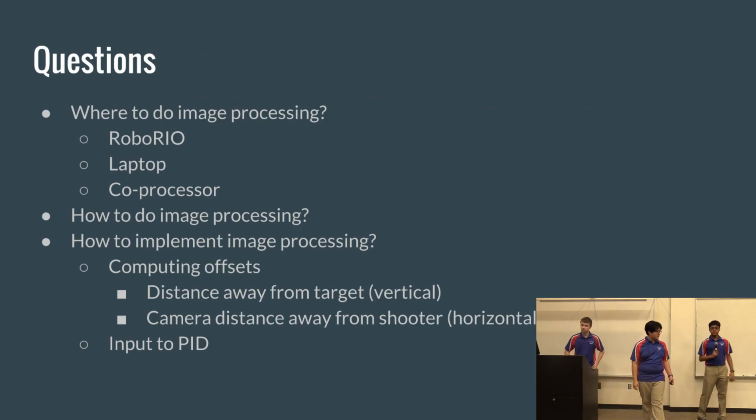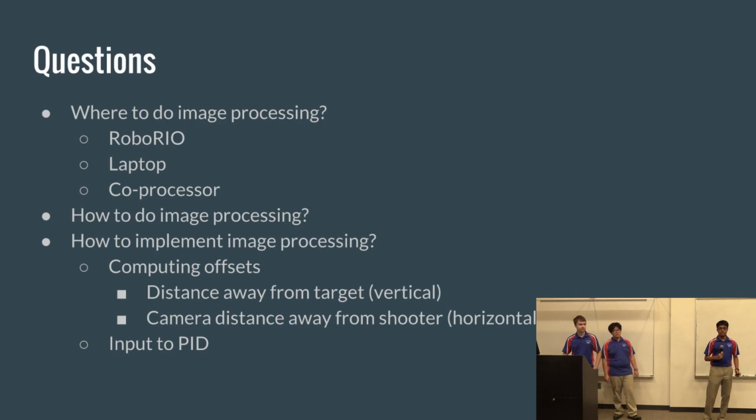So in order to do this vision tracking process, there are a couple of questions we need to answer. One of them is, where do we do the image processing? There are a couple of options we have. One of them is the RoboRio itself, where you run the robot code and the vision tracking code simultaneously. Another place you could run it is the driver station laptop, and a third place is a coprocessor, such as a Raspberry Pi or an NVIDIA Tegra. And we'll cover the pros and cons of this soon.